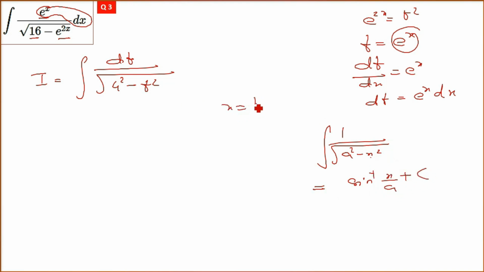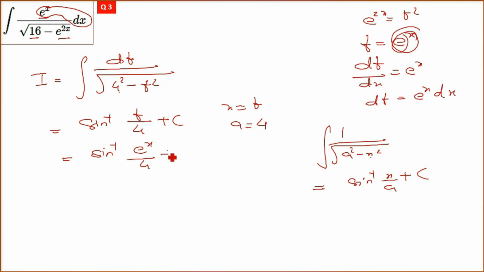Please remember x equals t, you have to write here, and a equals 2 here, because it is a square. So we have sine inverse t by 2... sine inverse t by a, 4 only, because 4 square it is, 16 it is, sorry. So it will be 4 only: e raised x by 4 plus constant of integration.